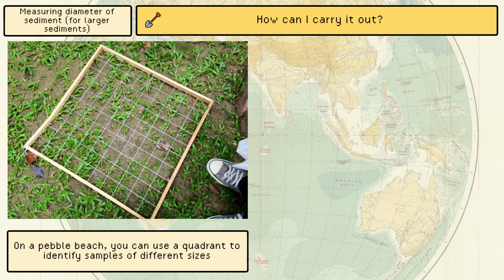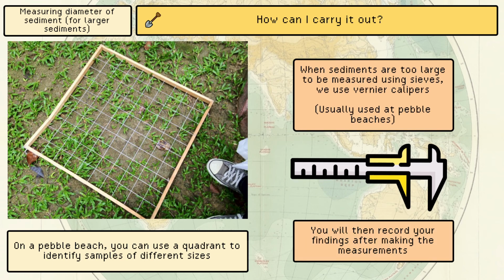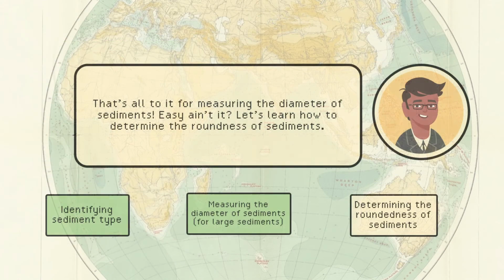Okay, since the sediments are very huge, we don't use the sieve. What we use is vernier calipers. So you guys know how to use vernier calipers, right? You have learned this in physics, so I would not belabor the point and go on about how to read a vernier caliper. After you have made the recordings and found the measurements, you put them in your recording sheet. And basically, that is how you measure the diameter of sediments.